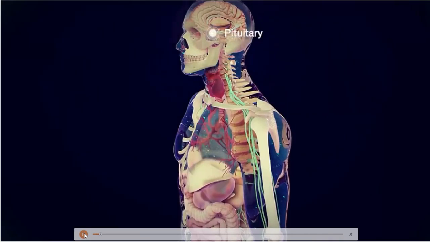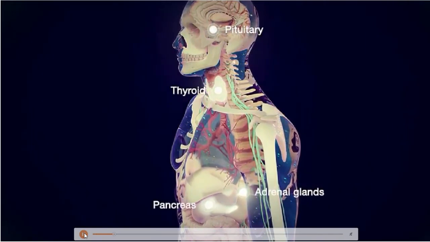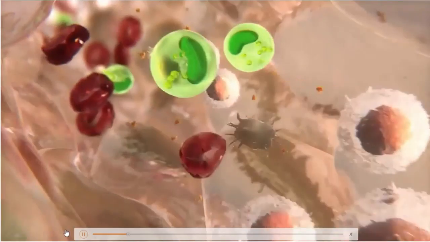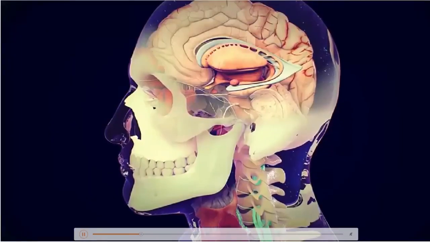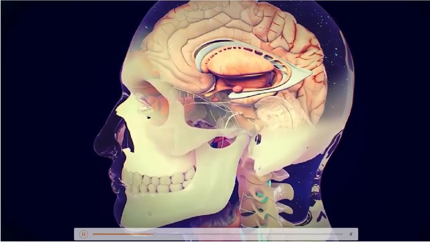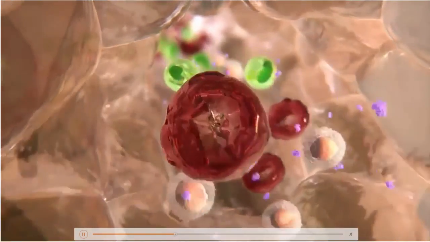Hormones are chemicals produced by various glands. Hormones act as messengers affecting the activity of another part of the body. Such messengers are normally transported through the bloodstream. The pituitary is a pea-sized gland that controls the function of most other glands and secretes a variety of hormones, such as growth hormone and thyroid-stimulating hormone.